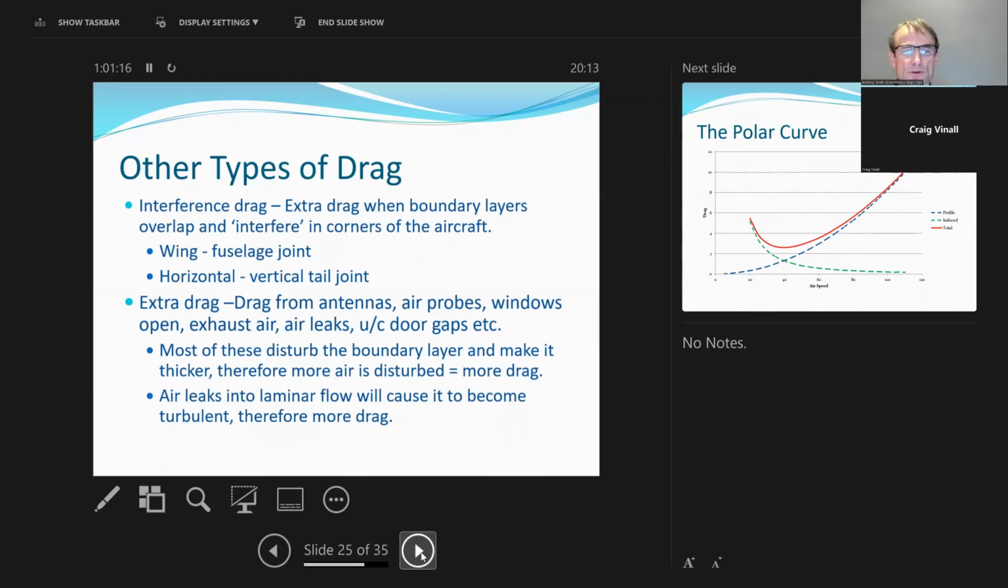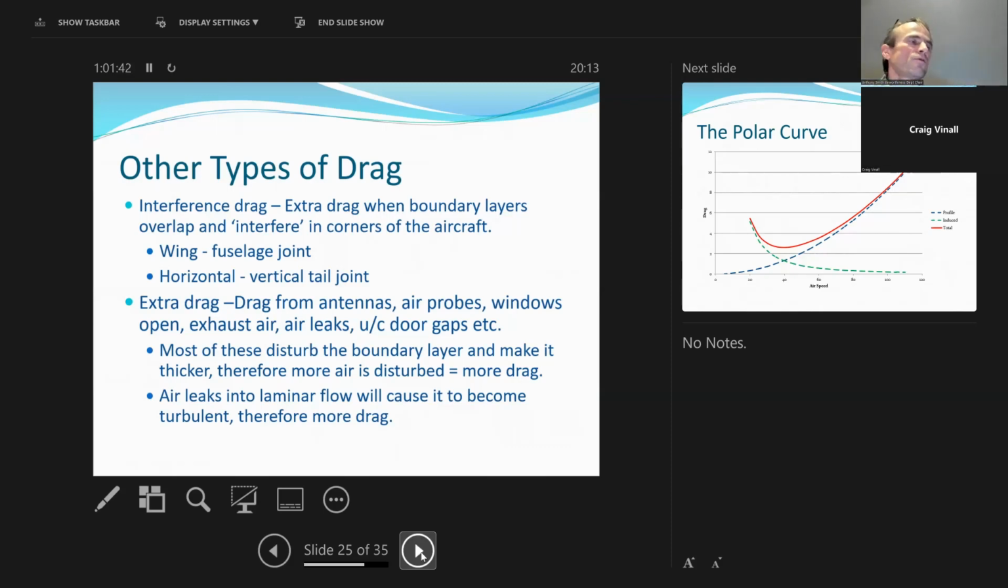Extra drag: you can get drag from antennas, air probes, windows being open, air leaks, undercarriage door gaps, that kind of thing. Most of these are simply disturbing the boundary layer, making it thicker, trapping more air up against the fuselage or the surface, and therefore you're getting more drag. Air leaks into laminar flow will cause it to become turbulent. Remember I said about the little jets doing the same thing as that.